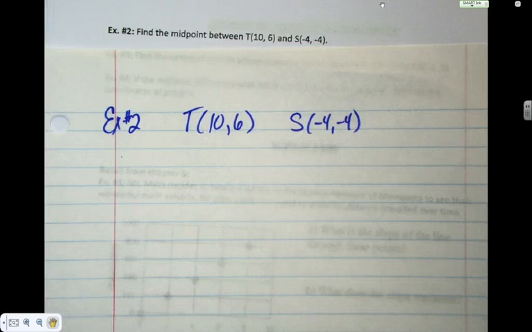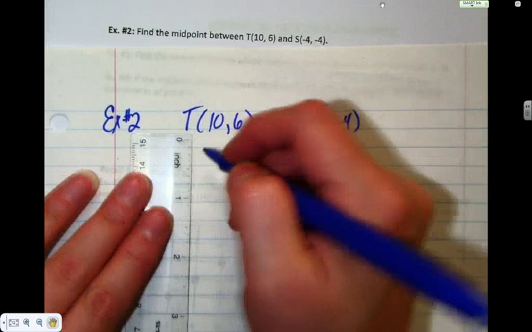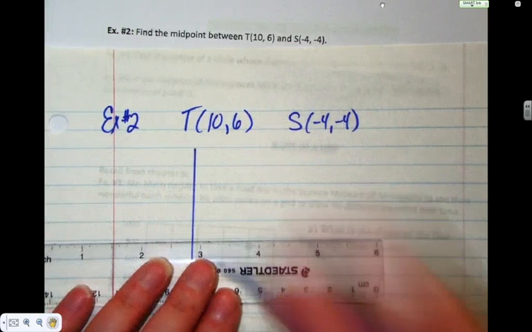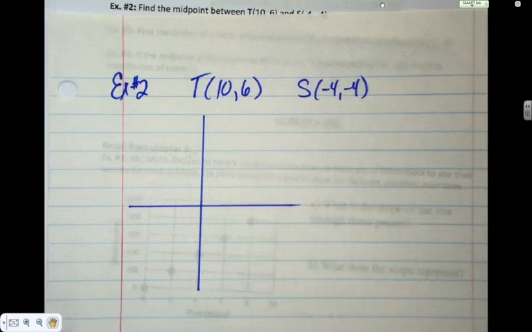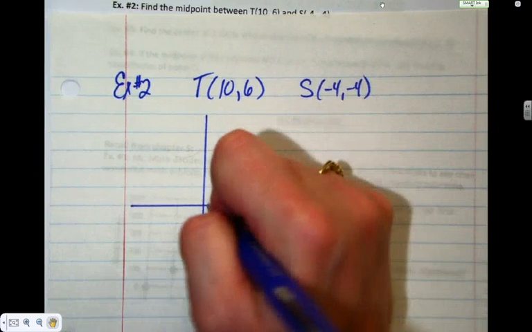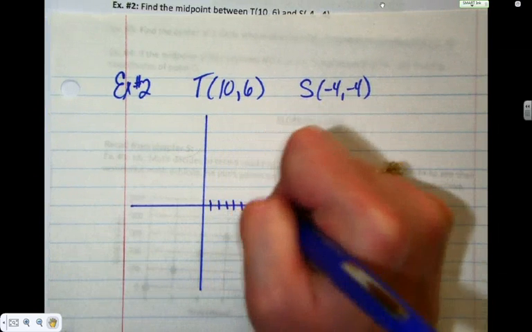Example number 2, find the midpoint between T, which is at 10.6, and S, which is at -4. Again, I'm just going to draw the picture for the first one for visual people, because sometimes it helps you understand what we're finding. If you're not a picture person, don't worry about the picture. So the first point is at 10.6.